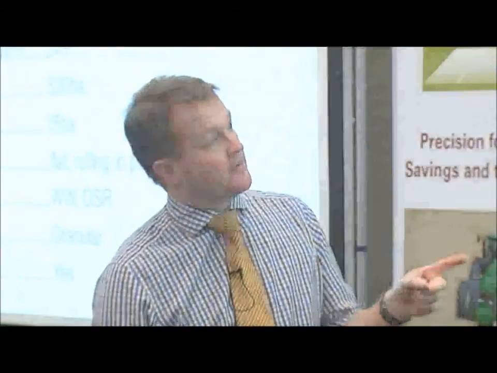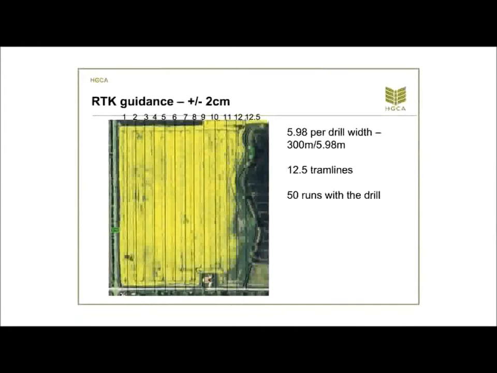Right, and so we put it onto an RTK system. What does it mean for that field? Okay, the sums work out quite nicely for us. We've effectively taken our drill width up to 6 metres. Again, you take the 300, divide it by 5.98 or 6 metres. You're down by half a tram line. Again, that might not mean too much to you, but the important thing to remember is we've now taken a further drill run off. So we've gone from 52 down to 50 drill runs. And it doesn't take me to tell you, by taking a whole drill run off, the fuel, time, seed cost, etc., just what some of the costs might mean.